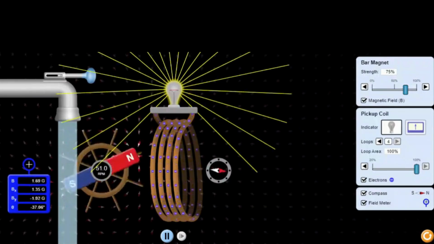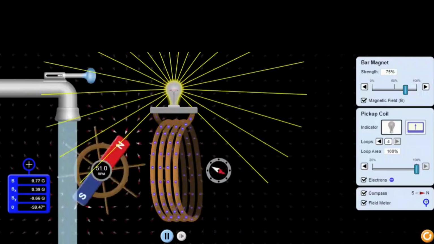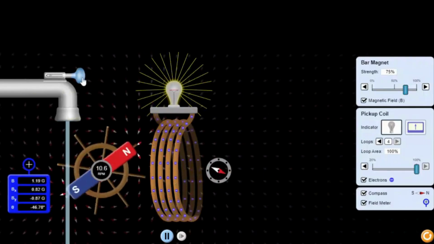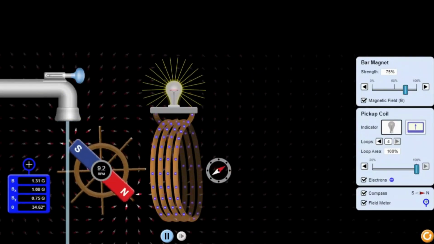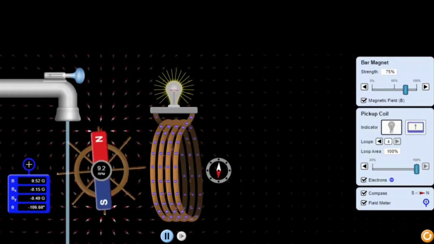This interactive approach not only makes learning more enjoyable, but also fosters critical thinking, problem-solving skills, and a deeper appreciation for the relevance of electromagnetism in the real world.